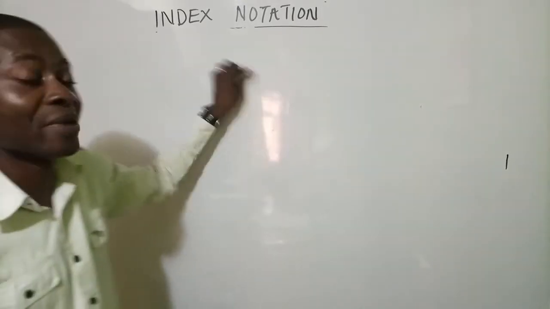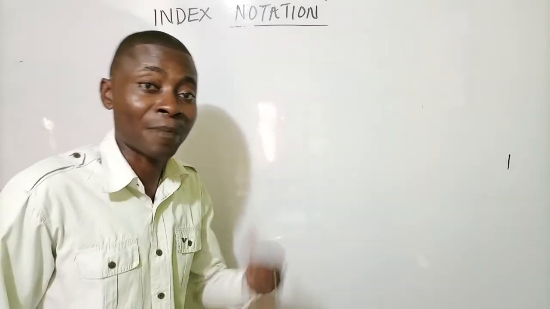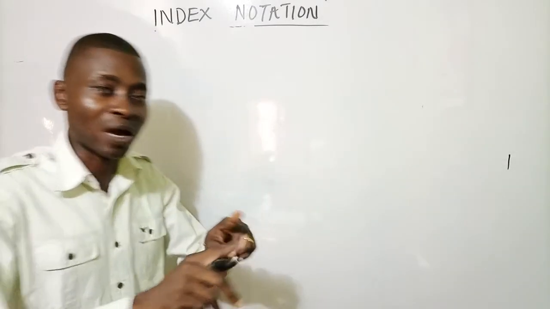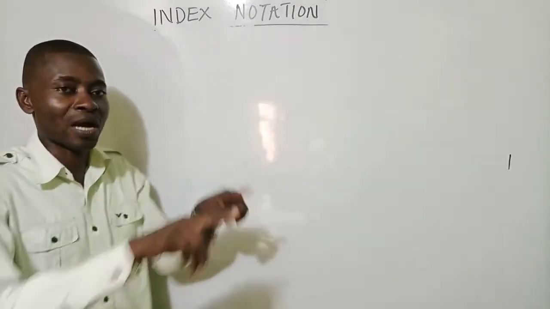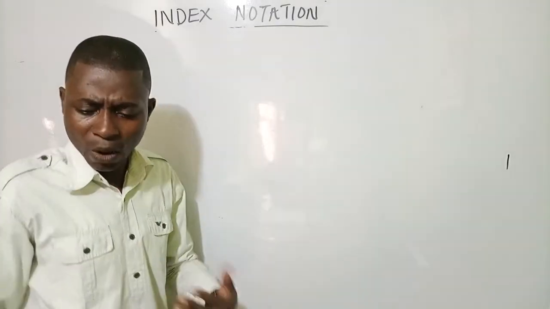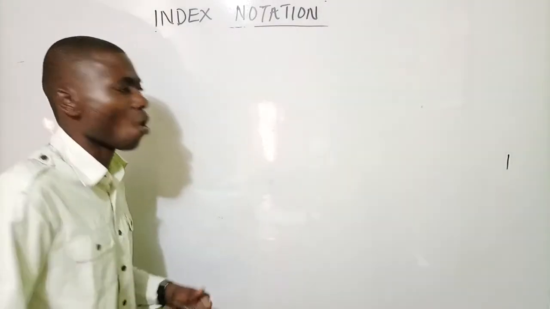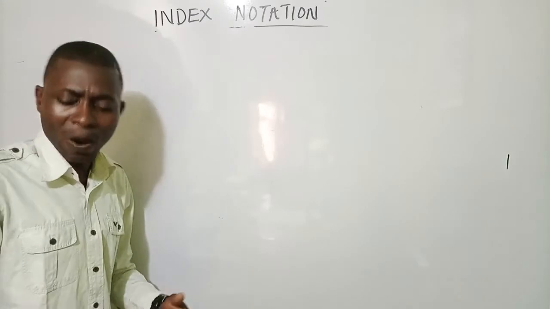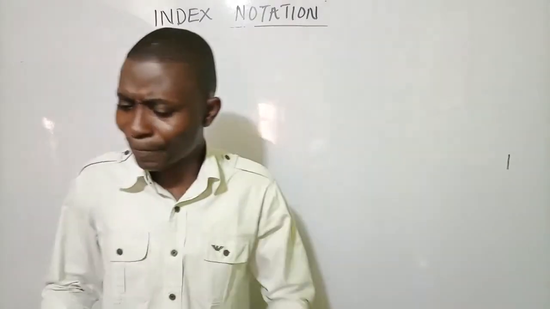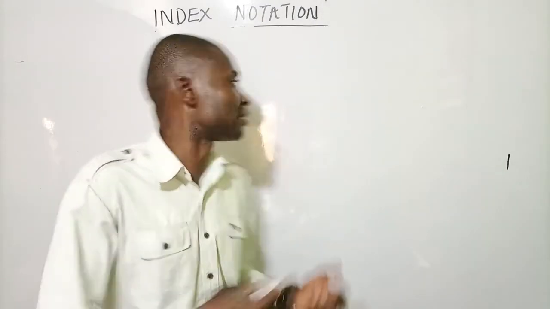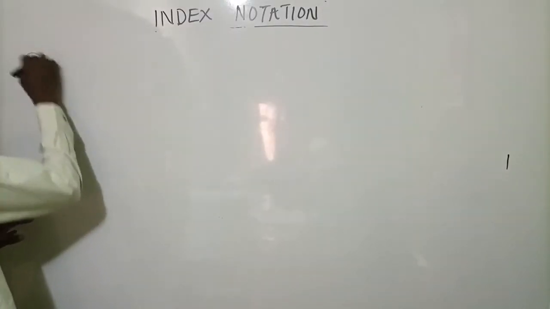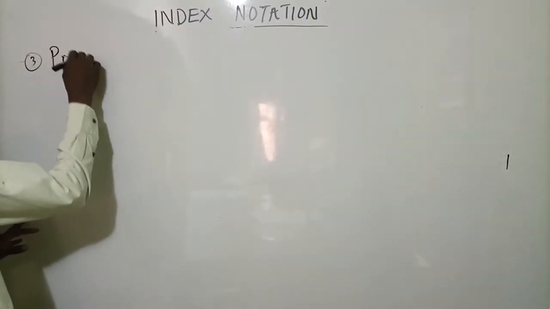So all you need to do, remember, if it's multiplication, what happens to their power? You add the power. If it's division, what happens to the power? You subtract their power. Now we have the next law called the power law. What do you mean by the power law? When you say the power law, what does it mean? So let's look at it now. Law 3, power law.